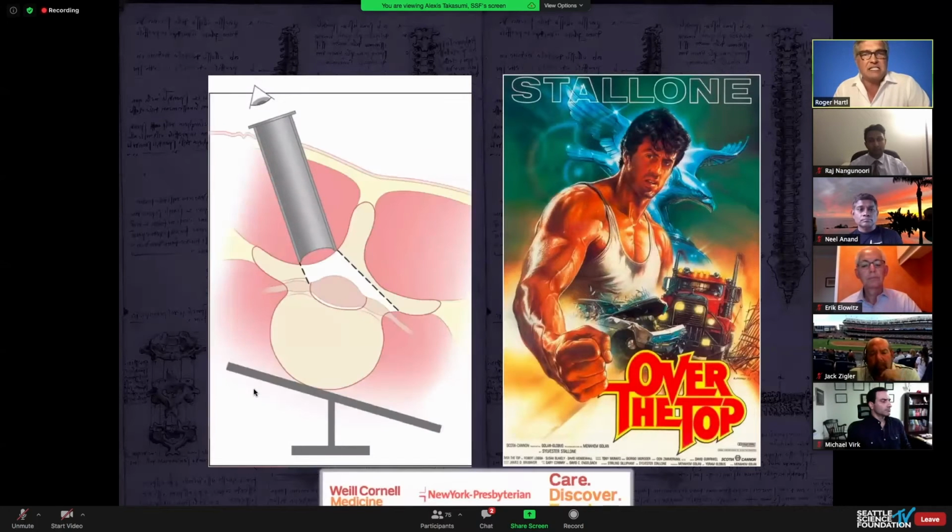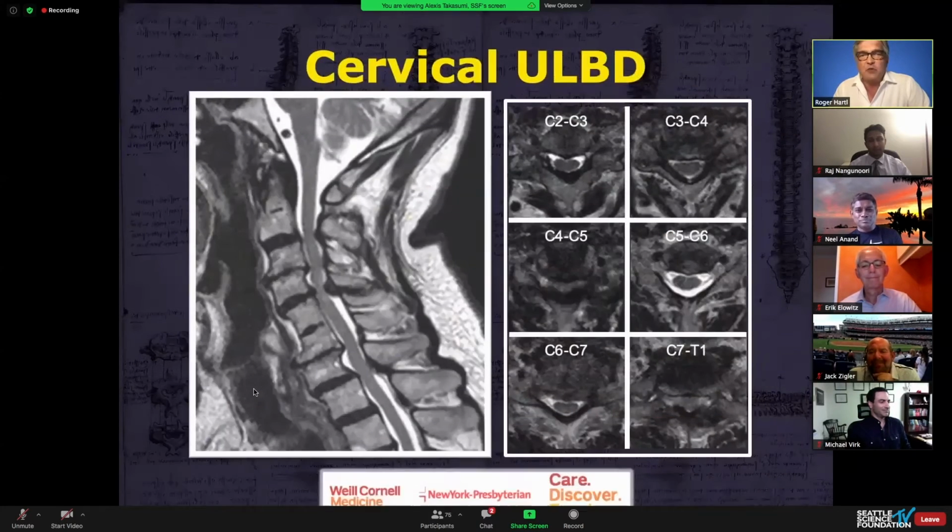Again, that's the idea of performing a contralateral over-the-top decompression. There's a movie about this. I just watched that a few weeks ago. And we do that in the cervical spine as well.